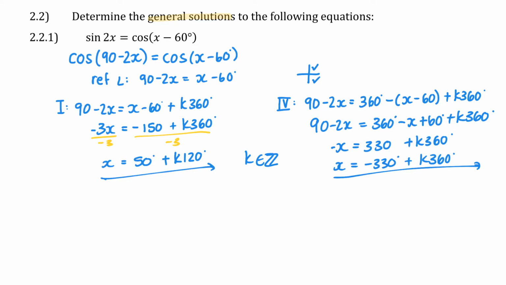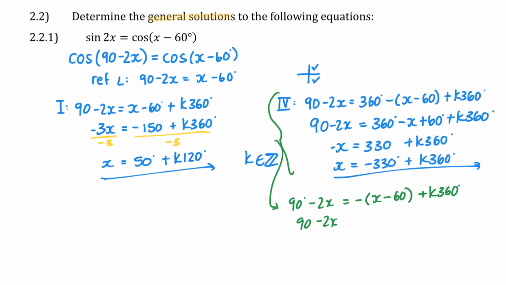Now, as a little side note, there's another way to consider the fourth quadrant. Some people rather choose to use, instead of saying 360 minus your reference angle, they'd rather just say that I'm going to use the negative reference angle. And it works out exactly the same. So let's quickly see. I'm going to get 90 minus 2x is negative x plus 60 plus my repeat of 360. Again, I get negative x. On the right, I get negative 30 plus a repeat of 360. And so I get x is 30 plus my repeat of 360.